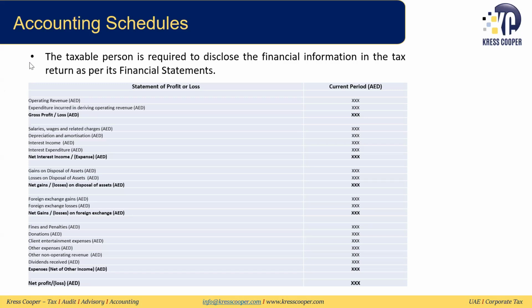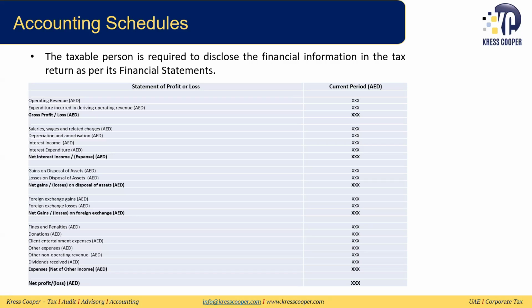So for example, it is asking for operating revenue, expenditure incurred in driving operating revenue to take out the gross profit, then salary, wages and related charges, depreciation, amortization, interest income, interest expenditure, then gain on disposal of asset, losses on disposal of asset, foreign exchange gains, foreign exchange losses, fines and penalties, donation, client entertainment expense, other non-operating revenue, dividend received. So like I discussed, some of these line items are specifically asked for.